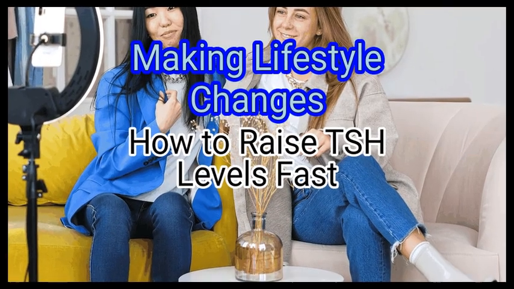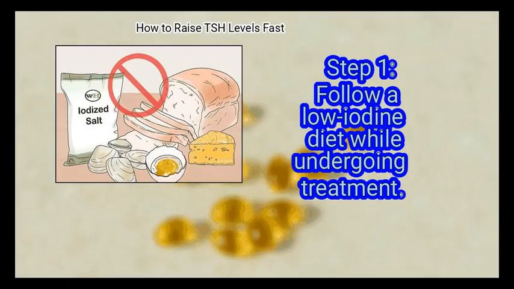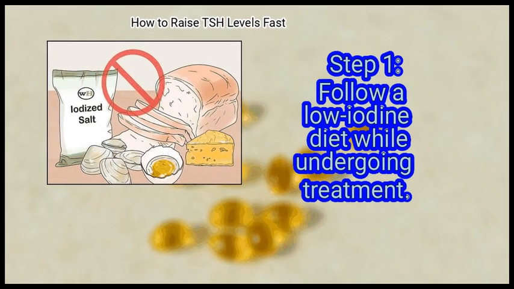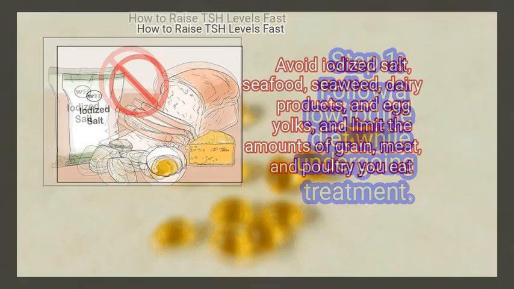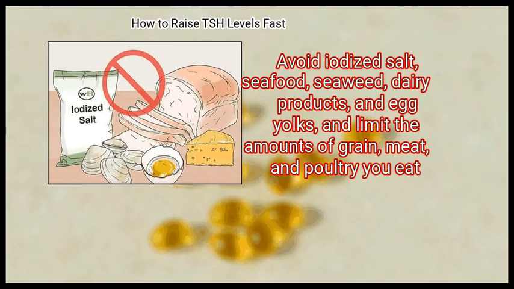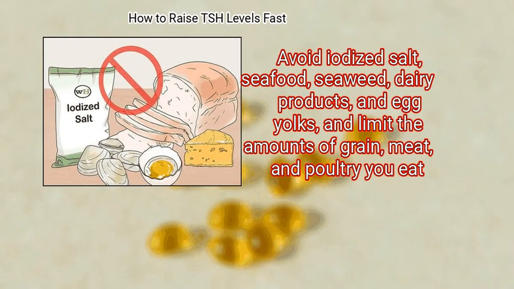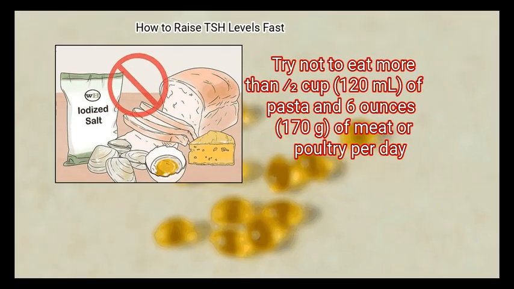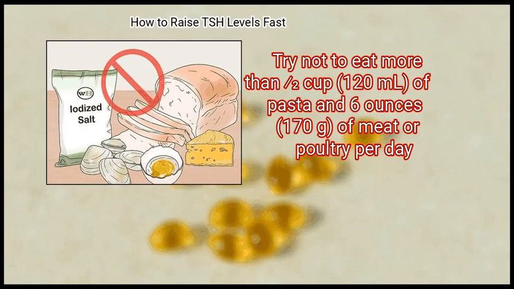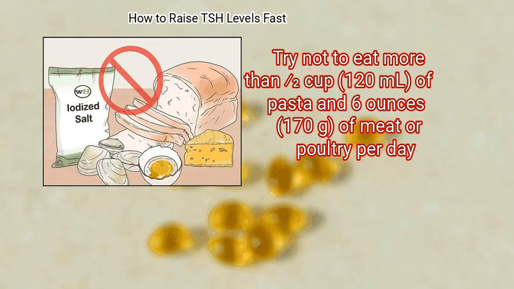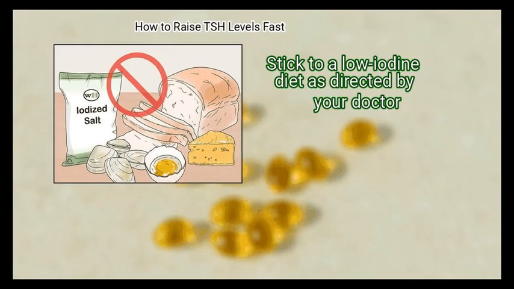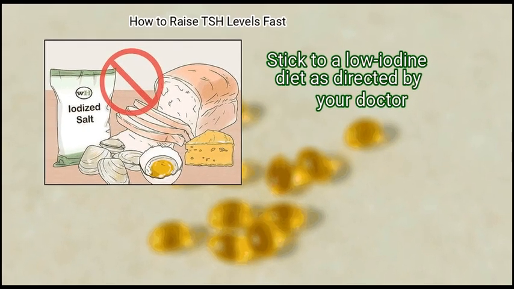Method 3. Making lifestyle changes. First, follow a low iodine diet while undergoing treatment. Avoid iodized salt, seafood, seaweed, dairy products, and egg yolks, and limit the amounts of grain, meat, and poultry you eat. Try not to eat more than 1/2 cup, 120 milliliters, of pasta and 6 ounces, 170 grams, of meat or poultry per day. Stick to a low iodine diet as directed by your doctor.